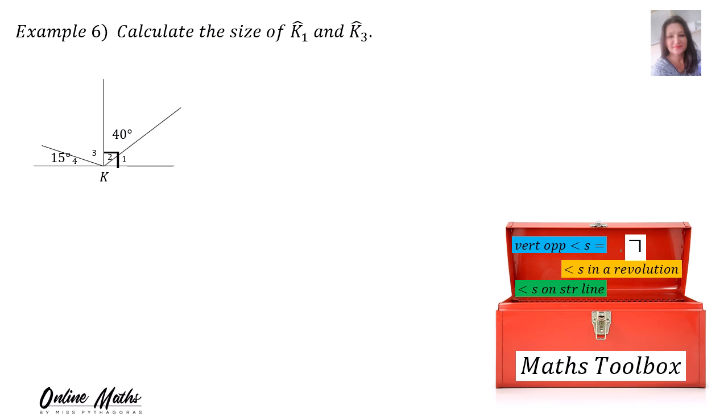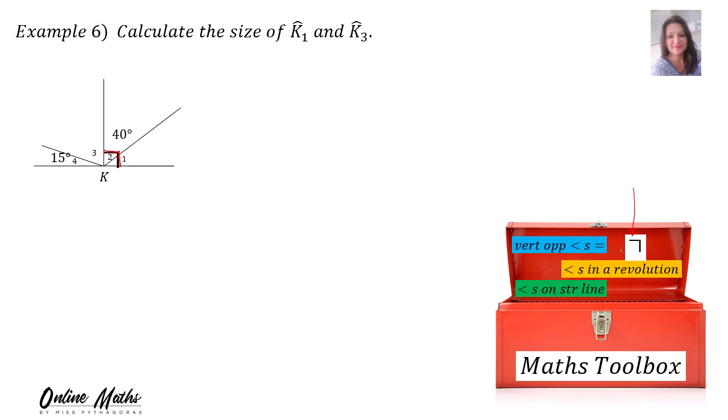Example 6. Calculate the size of K1 and K3. Now before we start, I want to focus your attention on this little symbol over there. Can you remember from the very first lesson, I said that means the two lines are perpendicular. In other words, there's a right angle, a 90-degree angle. And when you go to your little toolbox, you will also see I added it there because it means something if you see that symbol on your diagram.